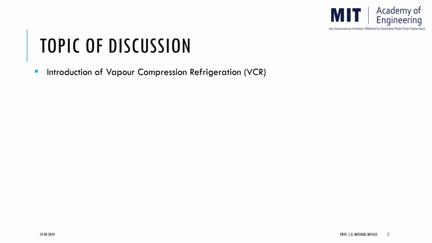And thereafter, I will discuss how the performance of this particular VCR cycle is calculated in the form of coefficient of performance. Then after understanding its principle and the coefficient of performance, we will focus on our main topic, that is which are the factors that are affecting the performance of this particular system.